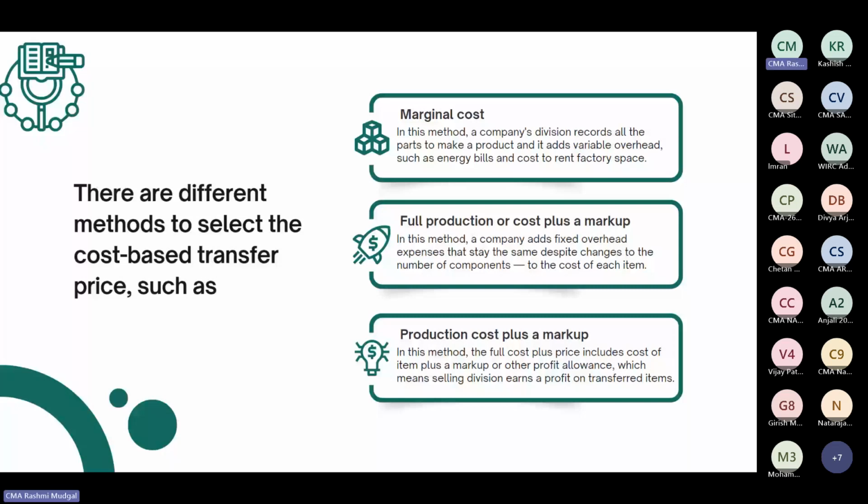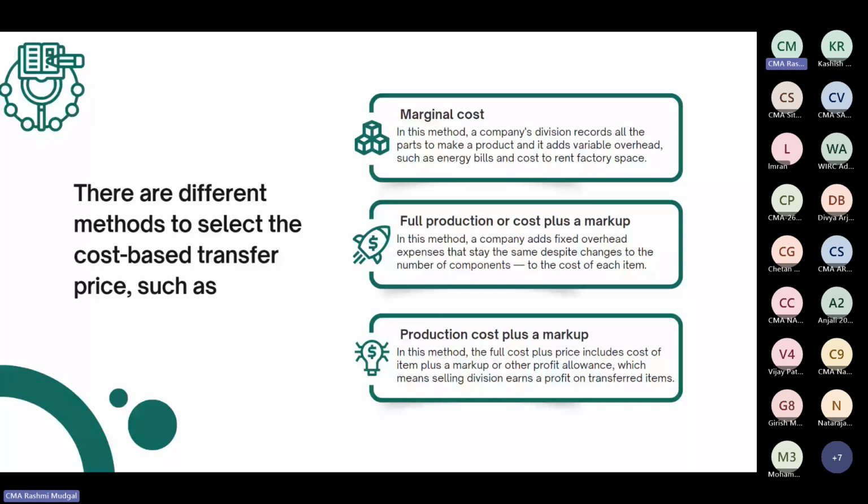What happens in this method? Full cost plus includes the cost of the item and a markup, or profit allowance, on the production cost. What is my cost of production?